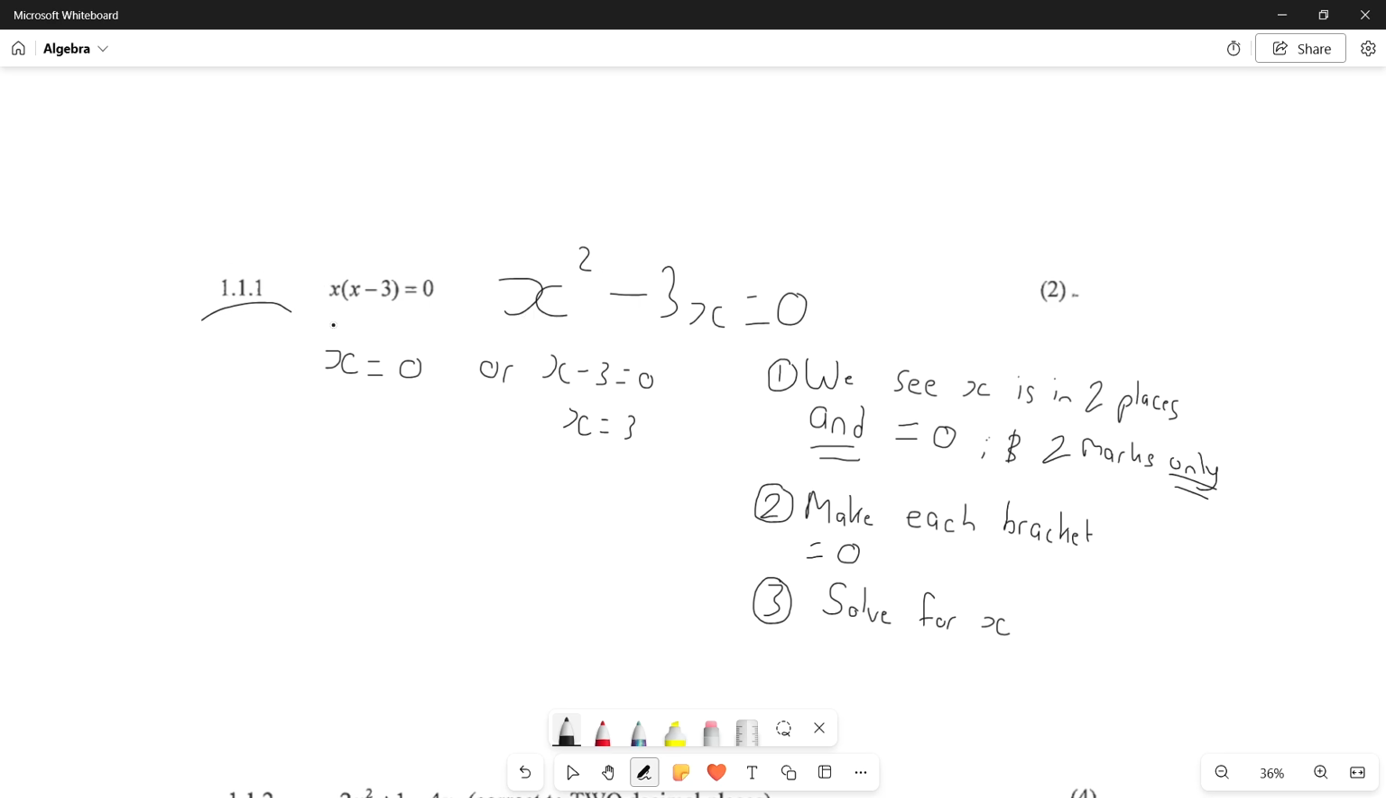So question 1.1.1, we have x in two locations. Right now we can see that it's only 2 marks, but that means we don't have to FOIL our x into this bracket over here. We don't need to do this because x is already in 2 locations and we do not have a quadratic equation, which means we can just go ahead, make x equals 0 or x minus 3, the bracket over here, equals 0. From there we take our negative 3 over, we have x equals 3 and we've just earned 2 marks.